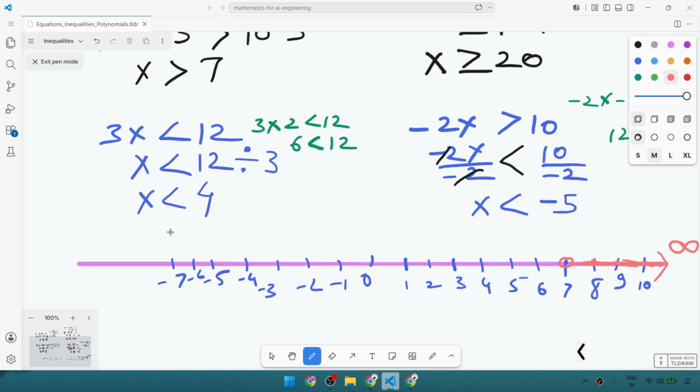Similarly, we have x is less than 4. So in this case also our values can be anything which is less than 4. It can be 3, 3.5, 2.5, 2, or here also it will be a solid line, right? It can be any value which is less than 4. So I'm putting these dots here.